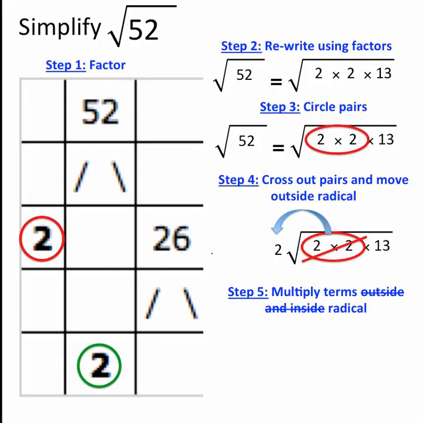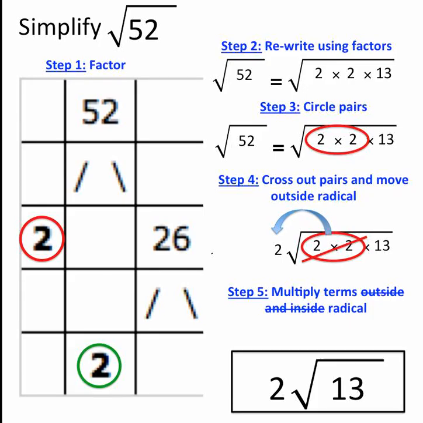So my final answer is simply 2 radical 13. And there's no way to simplify that any further.